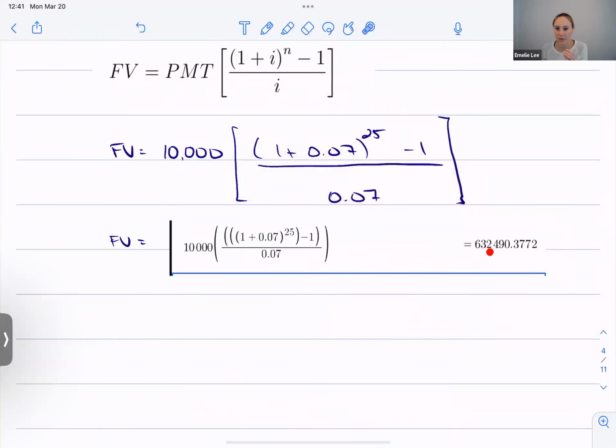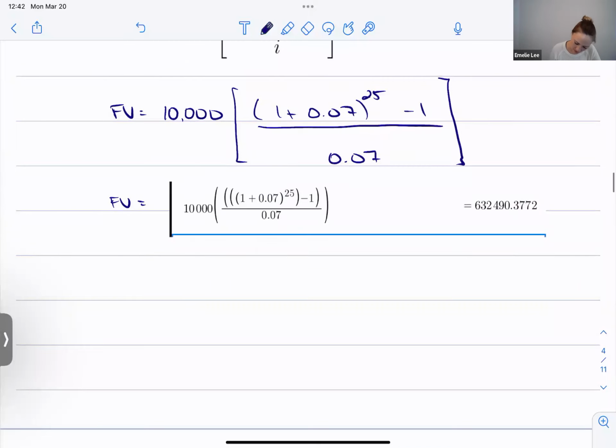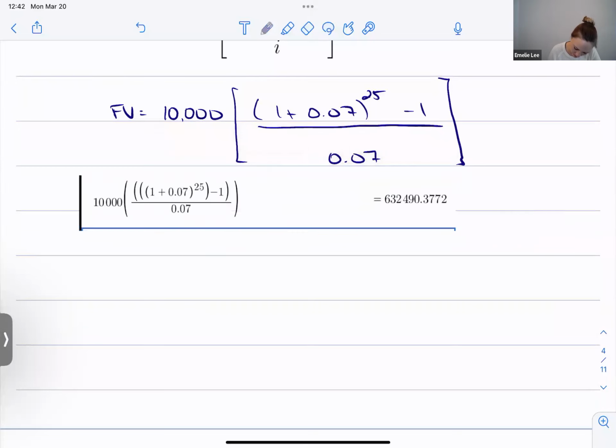So after 25 years, Martha's going to have $632,490.38 if we round properly. And so here, let's move this over. So then the future value in money is $632,490.38. Good.